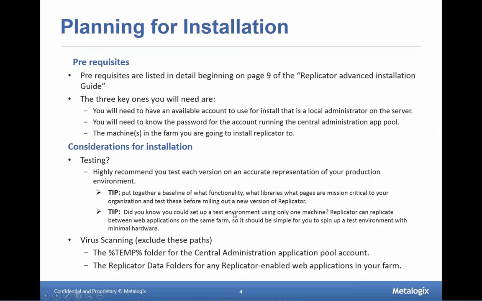So if you have a virus scanner on the server that you're installing Replicator to, it can actually lock some files that we're trying to access at the same time. So we ask that you exclude those paths. The two paths you want to exclude are the temp folder for the central admin application pool account, and also the Replicator data folders for any Replicator-enabled web applications in your farm. The data folders would really be covered in another topic. It's part of configuration, but it's something you should know about while you're installing as well.